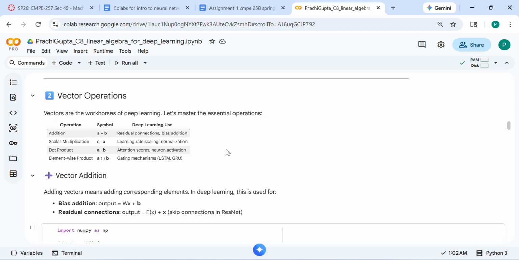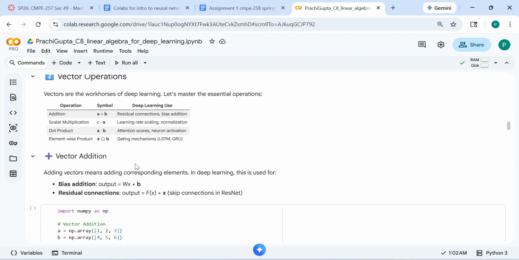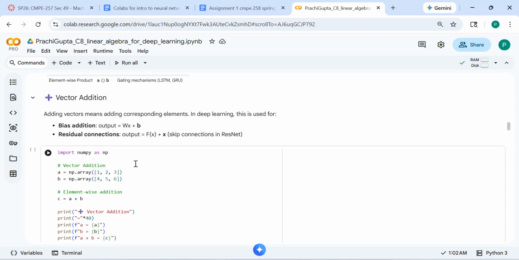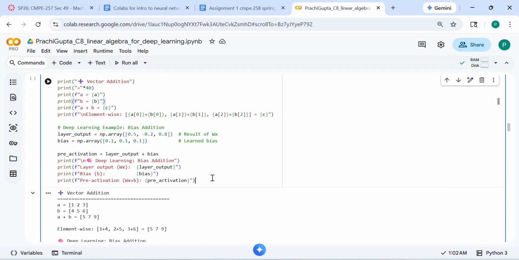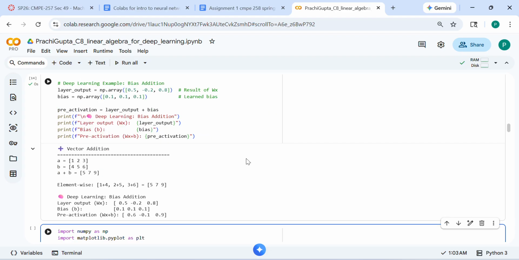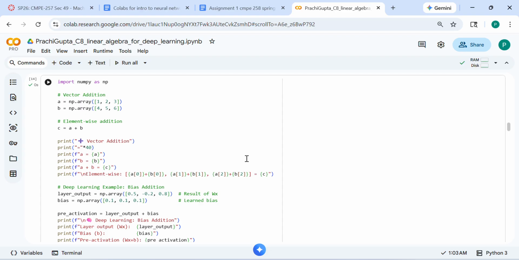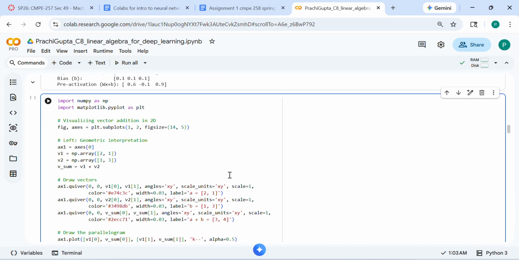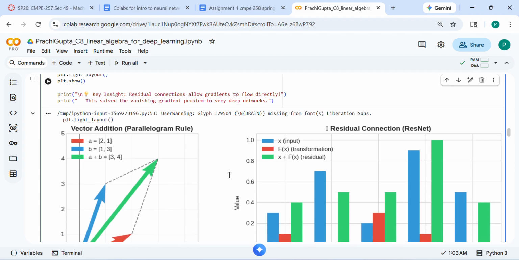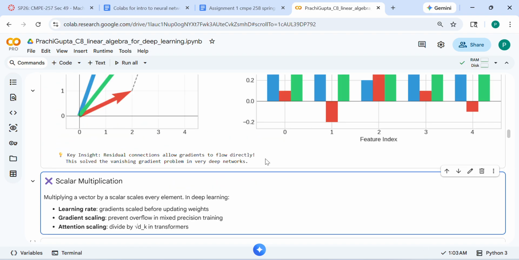Now that we have our blocks, let's see how we move them. We rely on four key operations: addition, scalar multiplication, the dot product, and the Hadamard product. That is the element-wise product. So let's move forward. Addition of vectors is the same as we have seen in numpy. Moving forward, we have plotted a graph also for that.